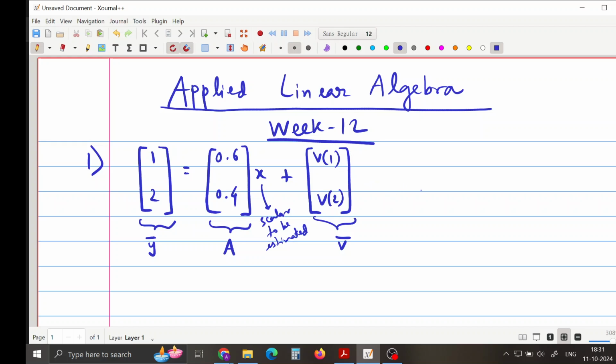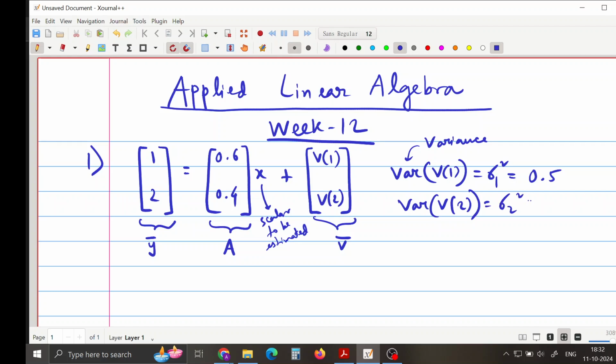And what you are given is the variance of the first noise sample, denoted by sigma 1 squared. VAR means variance, I'm writing in short. This is given as 0.5, and the variance of v of 2, sigma 2 squared, is given as 0.25.